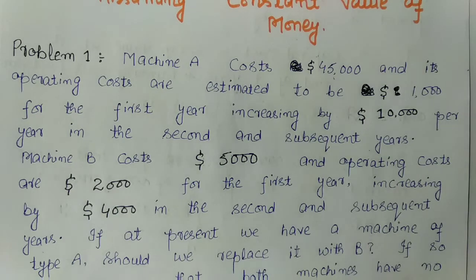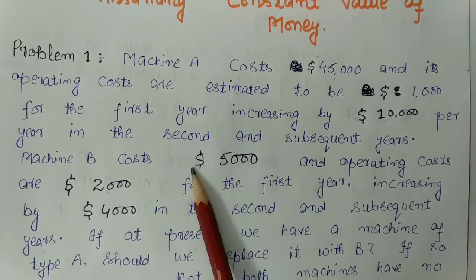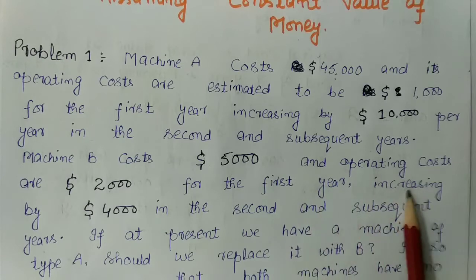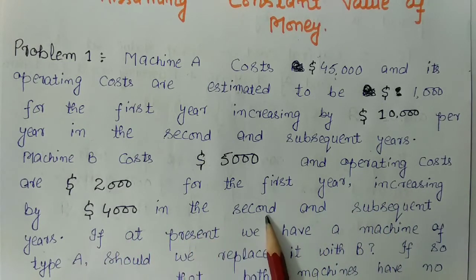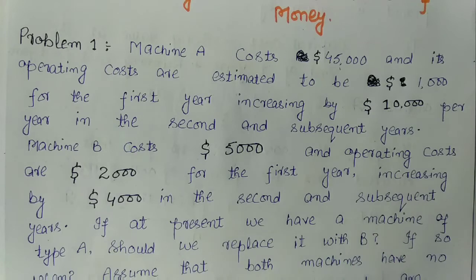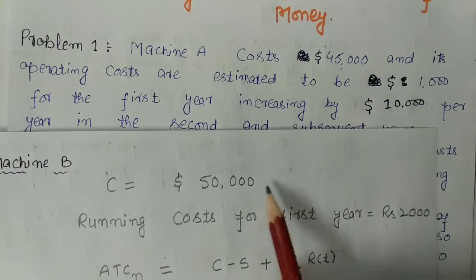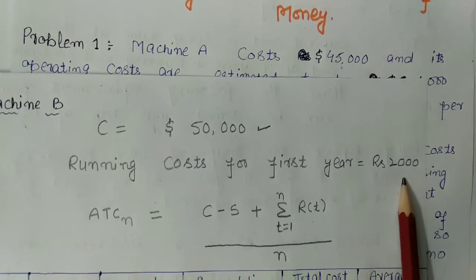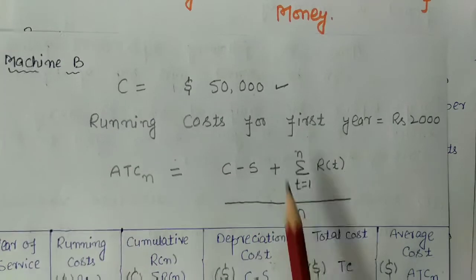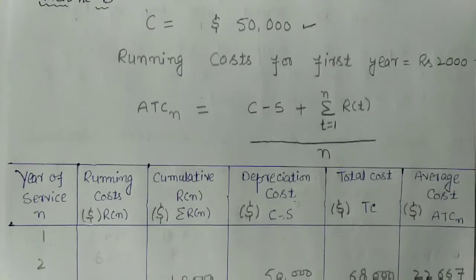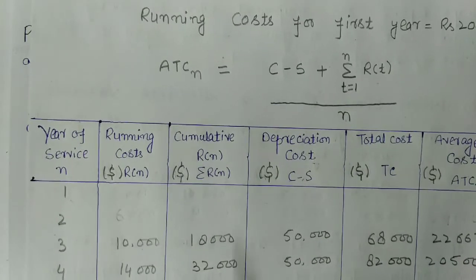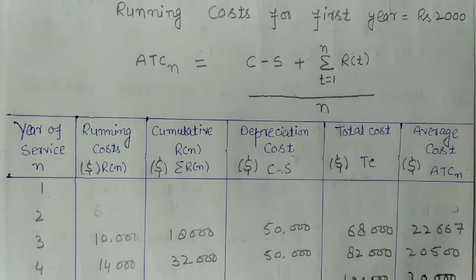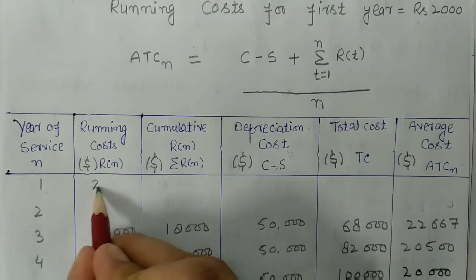Now for machine B, the cost is $50,000 and operating costs are $2,000 for the first year, increasing by $4,000 in the second and subsequent years. Here for machine B, the cost is 50,000, and the running cost for the first year is 2,000. We know that average cost is total cost divided by n, so for the average cost we need all these things.